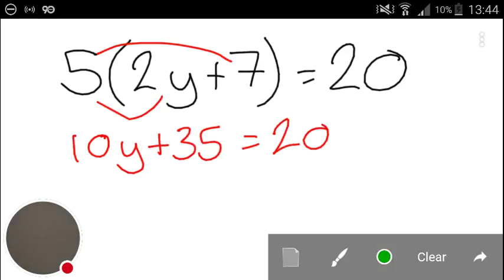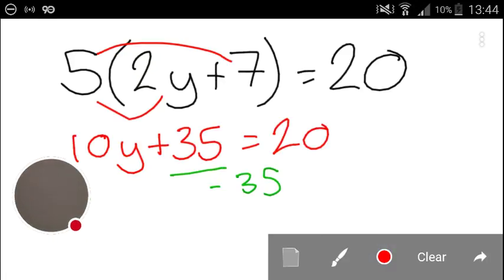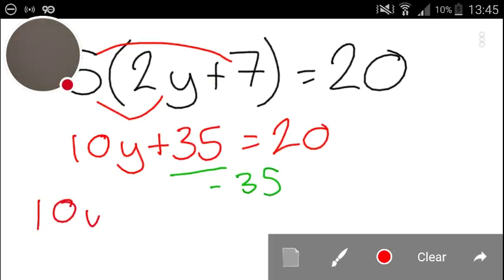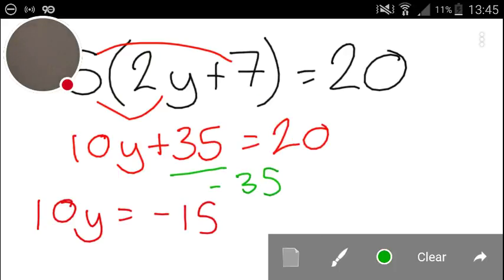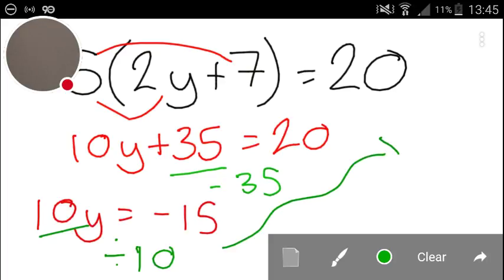I need to get rid of this 35 here. It's getting in the way of solving. So I minus 35 from both sides. It gives me 10y equals minus 15. Okay, so it's not 35 minus 20, it's 20 minus 35. Then I need to get rid of this 10. In order to do that, I divide everything by 10. And that leads me, put my answer over here, y equals minus 1.5. Okay, so that's combining both the topics that we've discussed recently all into one.